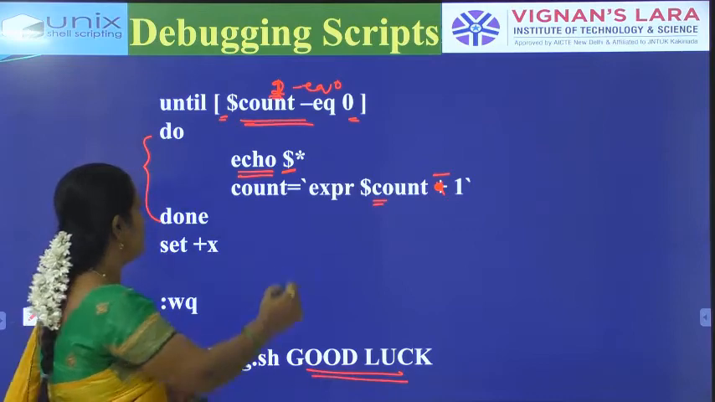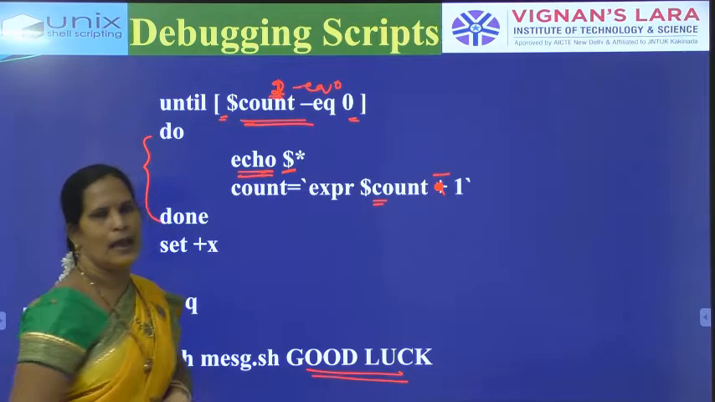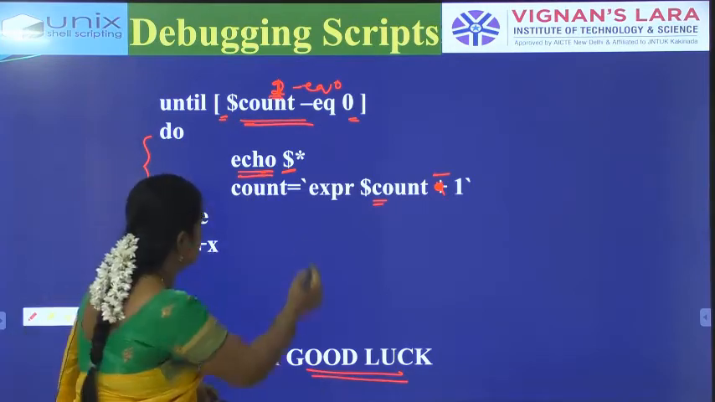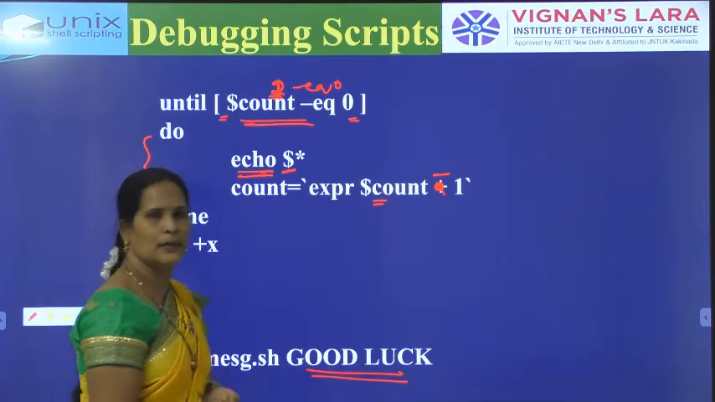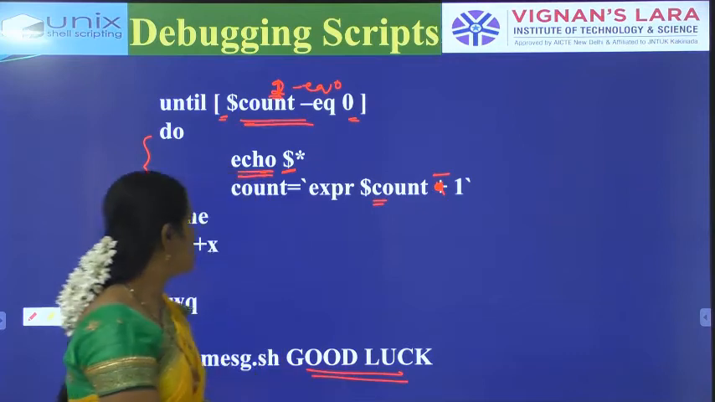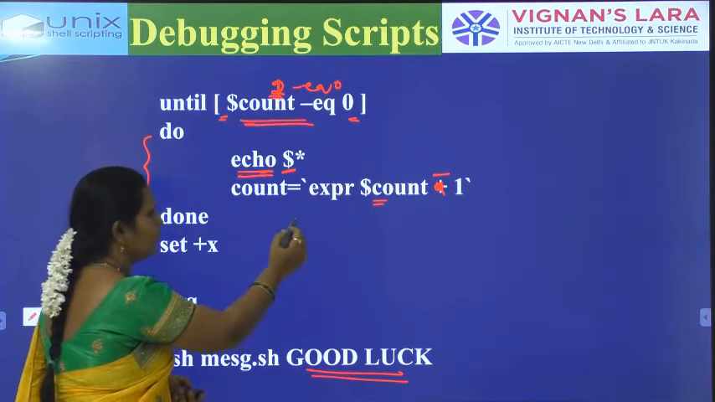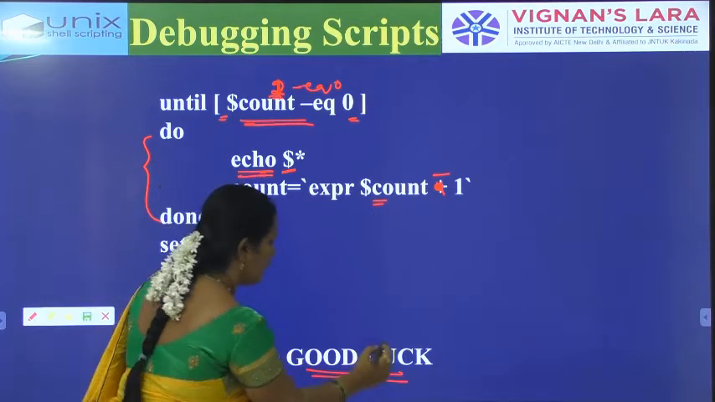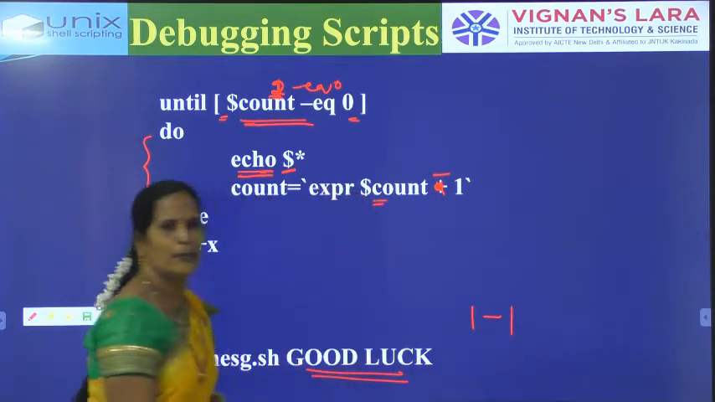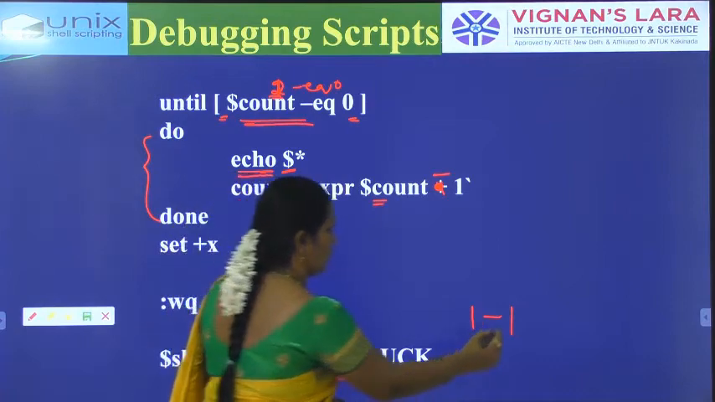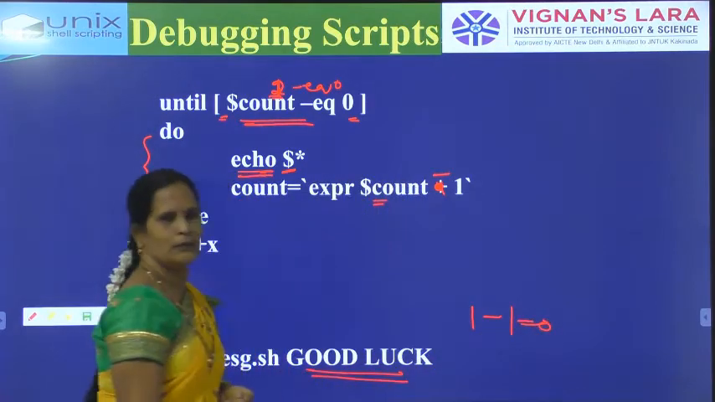What is the first statement? Echo space dollar asterisk. Dollar asterisk means it is going to take the message good luck and display the message good luck a second time. Okay, next time the count value becomes 1 minus 1. $count minus 1, the count value is equal to 1, and 1 minus 1 is equal to 0.